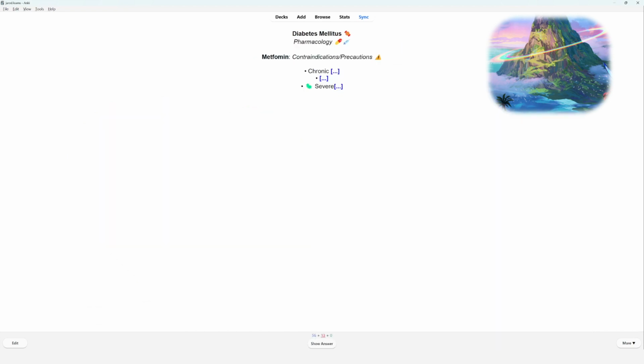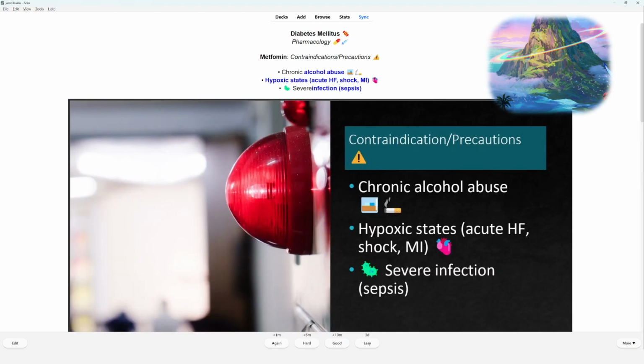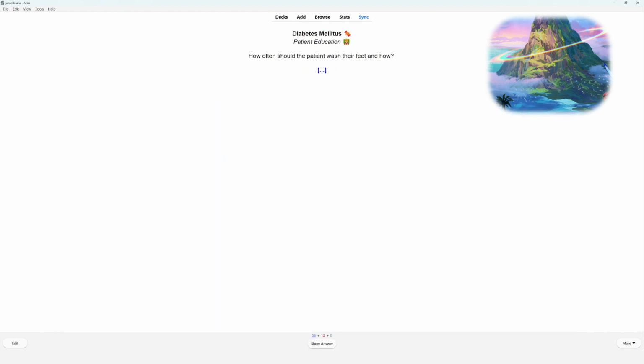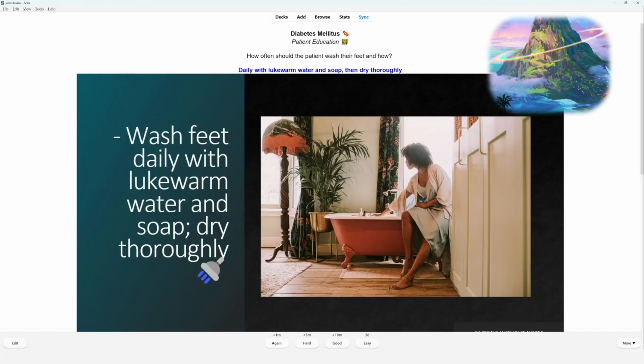Chronic alcohol use, hypoxic states, and severe sepsis or infection. How often should the patient wash their feet and how? Daily, and you obviously need to pay close attention to between the toes and make sure to dry them thoroughly. Lukewarm water, and we're obviously checking that water with a thermometer and not our hands or our feet.